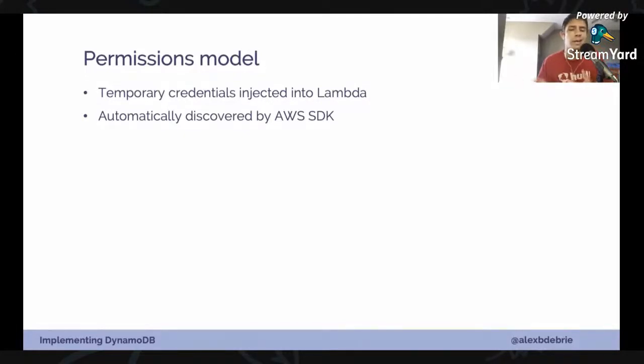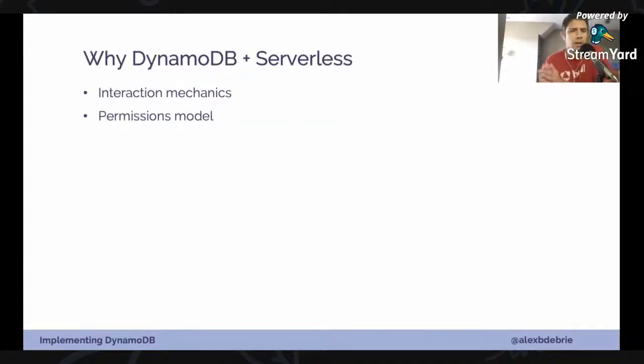You don't have to worry about credential rotation, keeping those secrets safe, injecting them into your application like you would with a relational database connection string or something like that. So that's really great. It fits well with the Lambda model there. So that's the second reason. Permissions model works really well with DynamoDB and serverless.